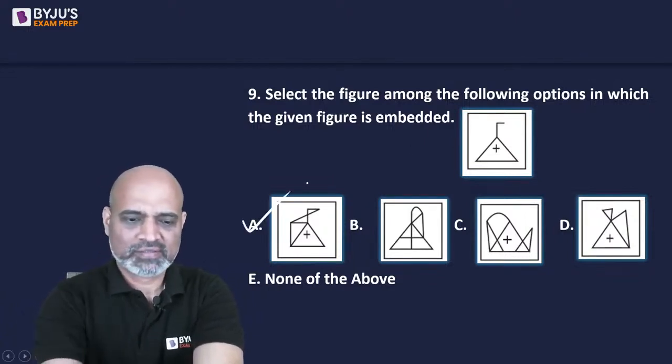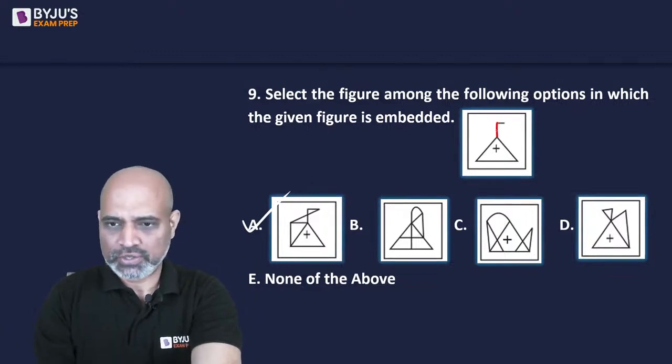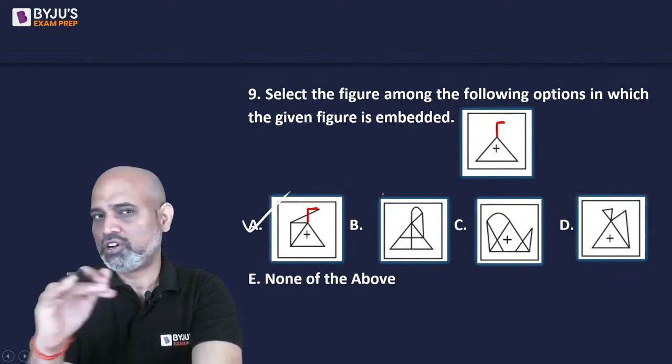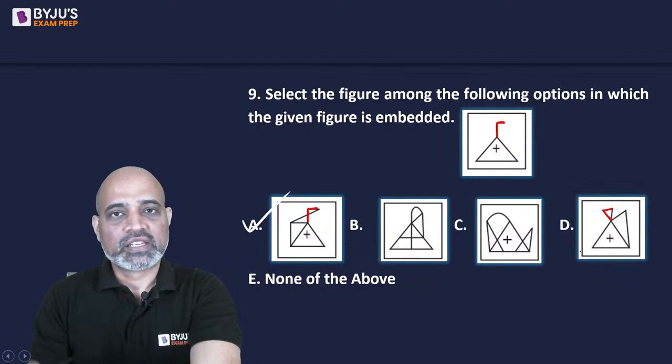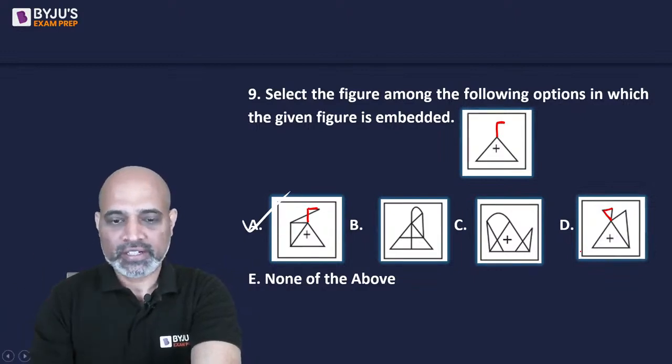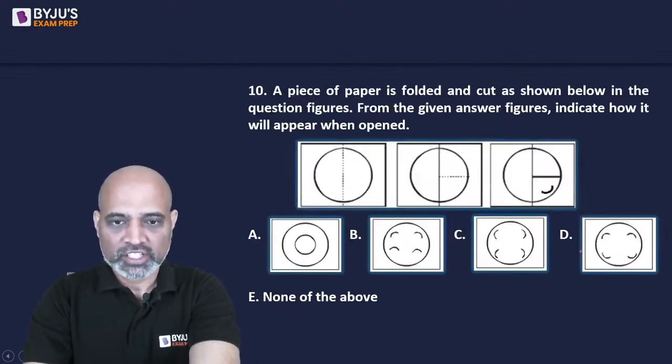A, I hope that is not an issue. In this one, we do not have a horizontal line. B mein, we don't have any horizontal line in C. We don't have any horizontal line in D. In D, you have got this particular line. Triangle ke above, right? So A will be the answer. Chalo, next one.